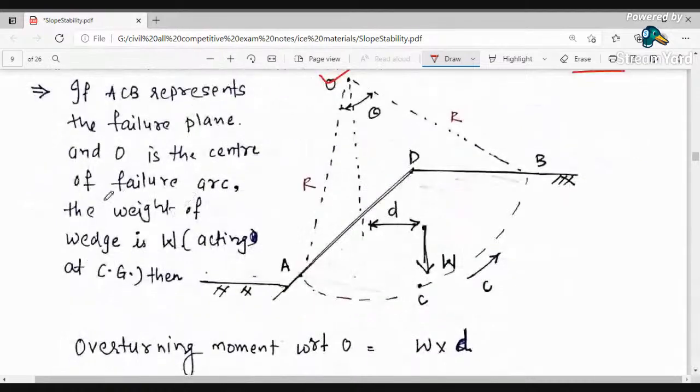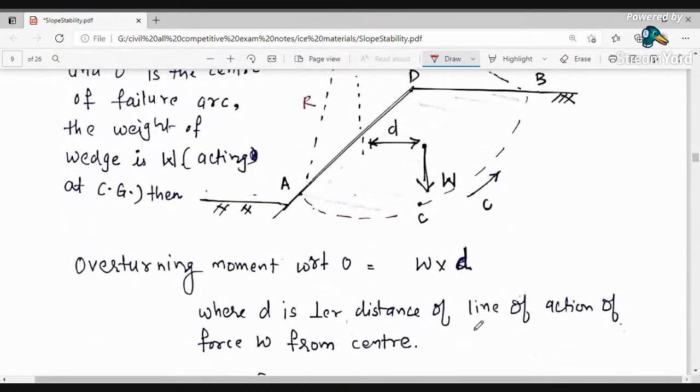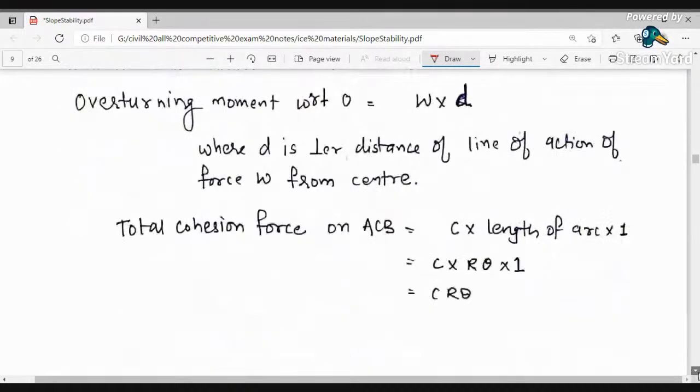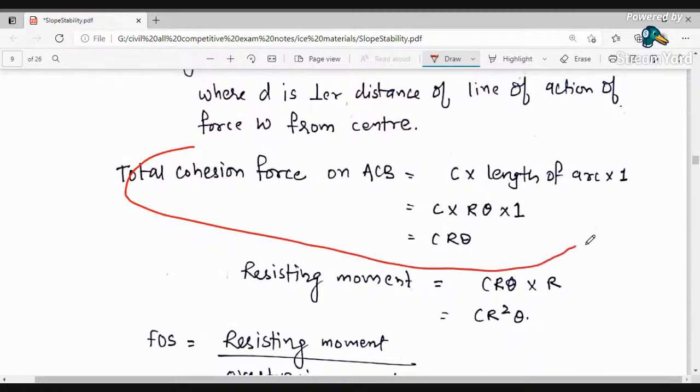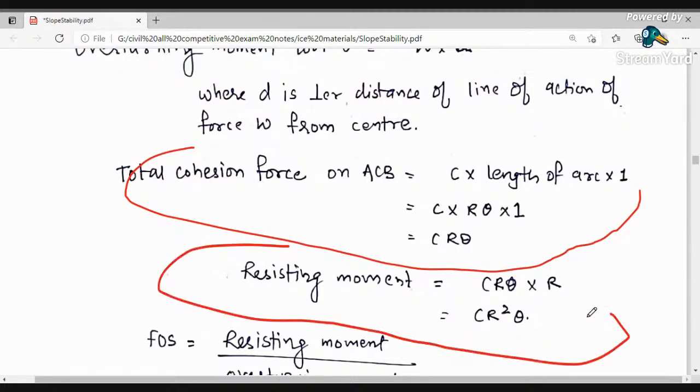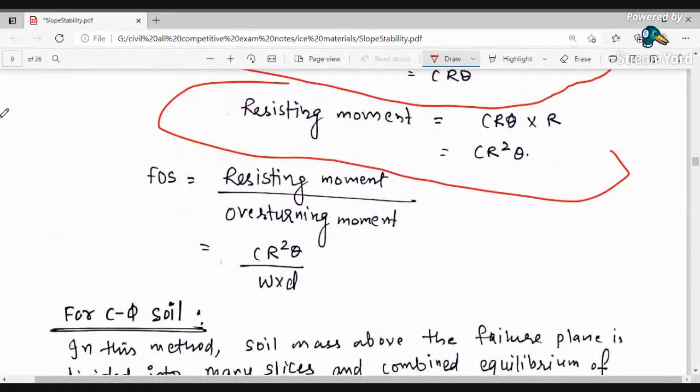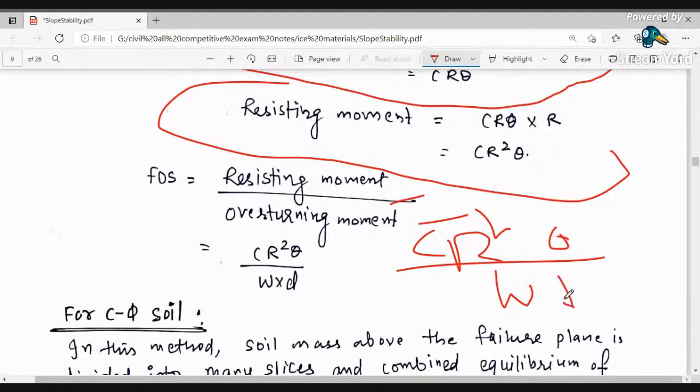and ACB is the failure plane, then the weight W acts at the CG, and we determine the overturning moment, where D is the perpendicular distance of the line of action of the force W from the center. Then we determine the total cohesive force and the resisting force. We equate them and find the ratio between resisting moment and overturning moment, and we get the formula C r square theta divided by W D. R is the radius, C is the cohesion, theta is the angle, W is the weight, and D is the distance.